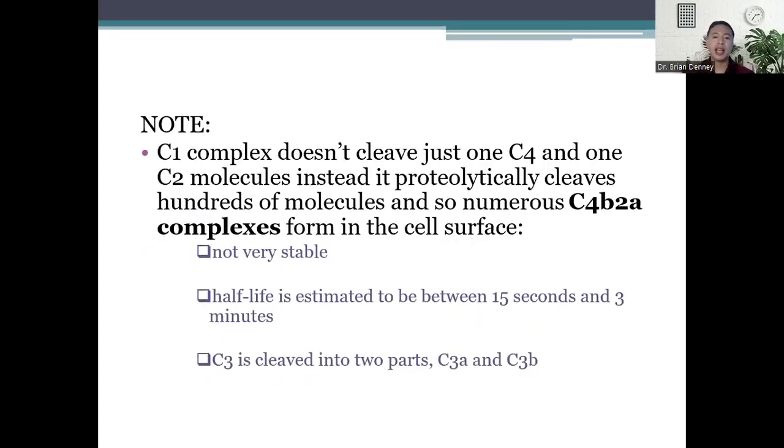So I mentioned that your C4b2a, also known as the C3 convertase, is the enzymatic complex that acts upon the C3 complement protein, causing C3 to become proteolytically cleaved into two fragments, also known as C3a and C3b.